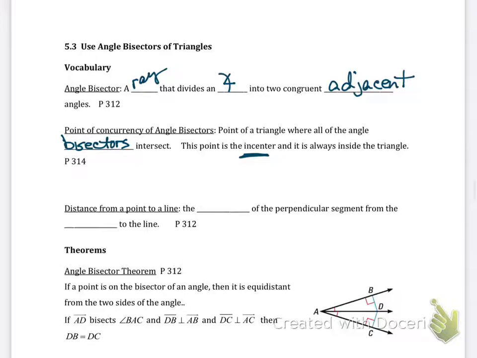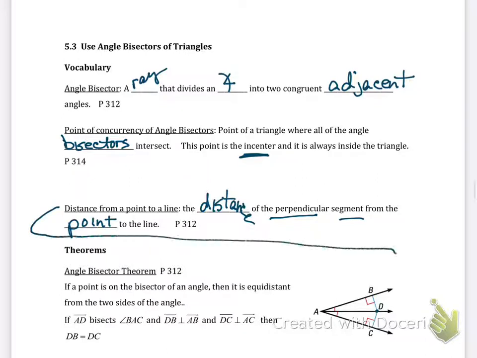Okay, so the distance from a point to a line is defined as the distance of the perpendicular segment from the point to a line. And again, I'm going to show you this in just a second. Actually, you can look at it right here. This point, D, is on the angle bisector. So this distance from D to B is a perpendicular distance. Okay, so that's what they're speaking about here. They are referring to distances like this that form right angles. This one does the same thing.